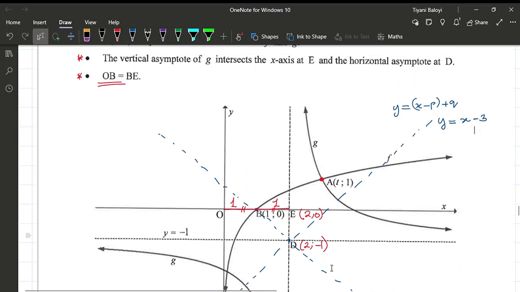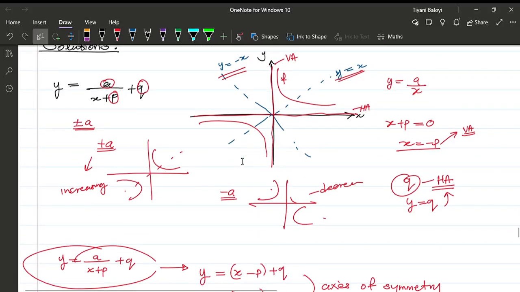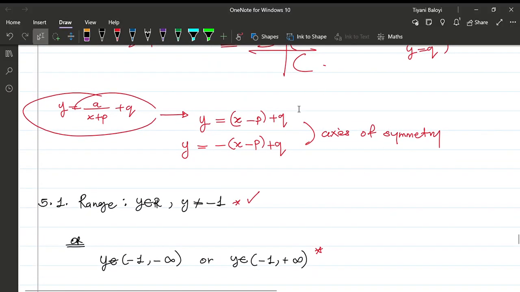And this one will look something like minus x minus p plus q. This is minus 2, this is minus 1. Therefore, this will look like minus x plus 1, because minus into minus 2 will be plus 2, and q is minus 1, right? So it looks something like this. So that's our axis of symmetry. This is our axis of symmetry for positive, and this is for negative gradient.